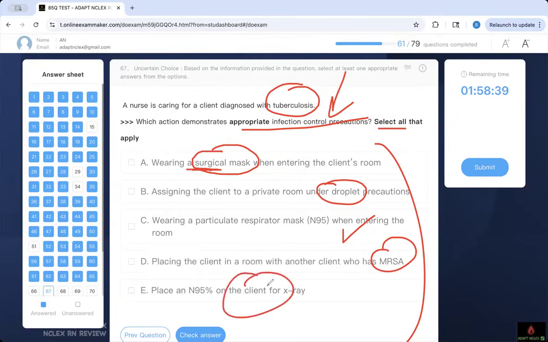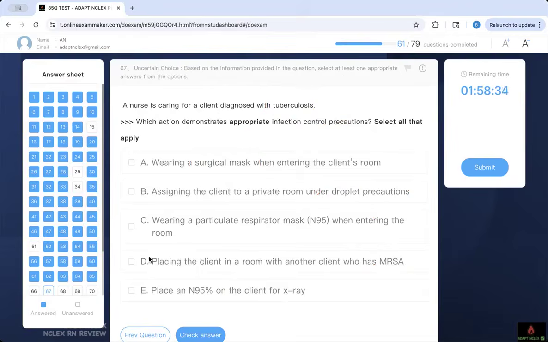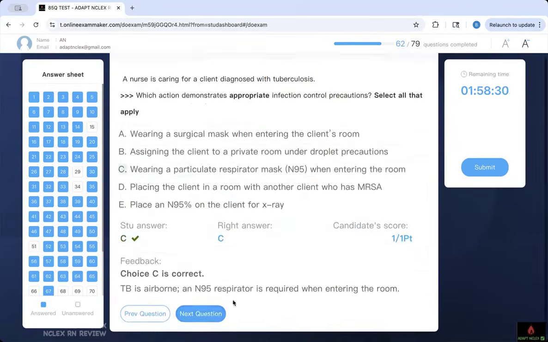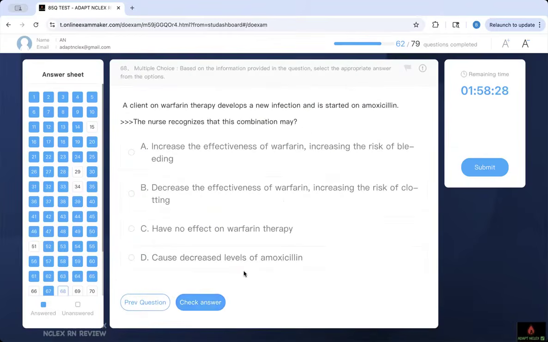Therefore, this is wrong. You can see, select or apply. It's only one answer choice there. If you pick more than one, you get 0. And that's what the NCLEX will do to you. You should look at this question again.